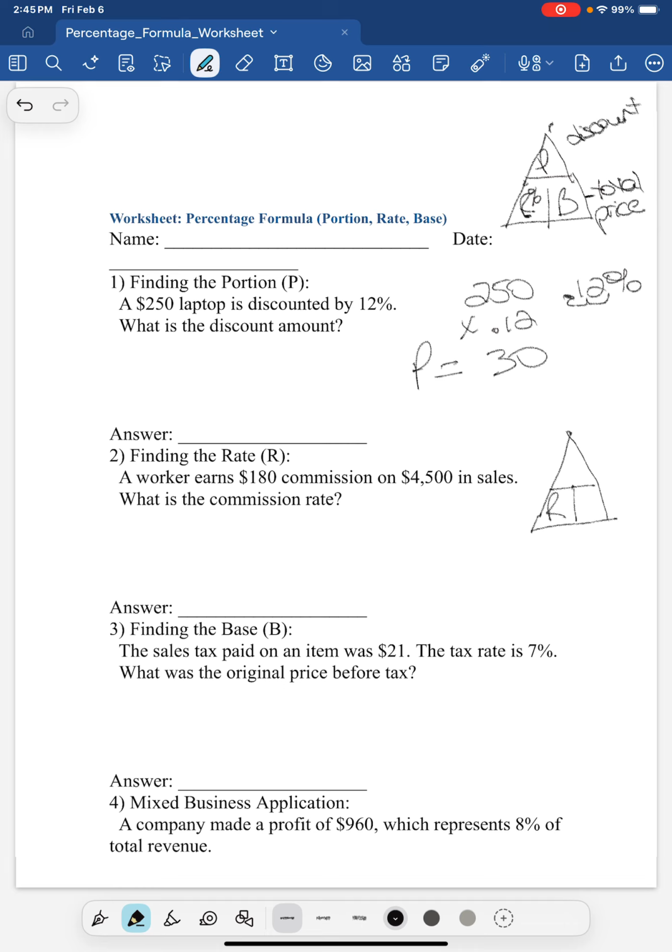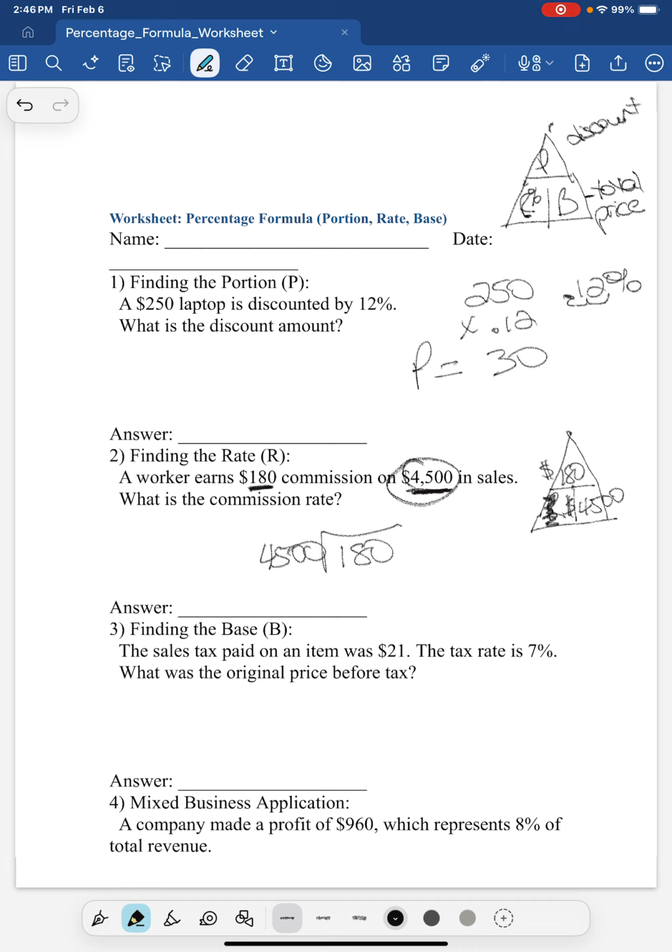A worker earns $180 commission. Commission is going to be a portion on the $4,500 sales. Okay, this is your base. This is your total money. This is the portion that they earn on this total. So this is your base and this is your portion. If we cover up rate, which is what we're looking for, then we have 180 over 4,500, which means we are going to divide.